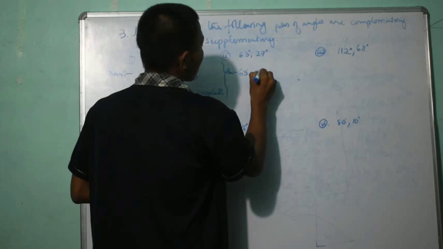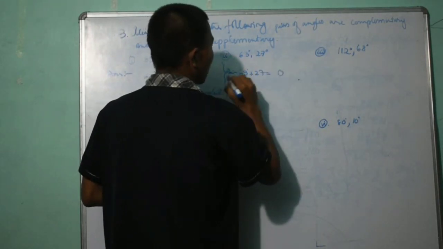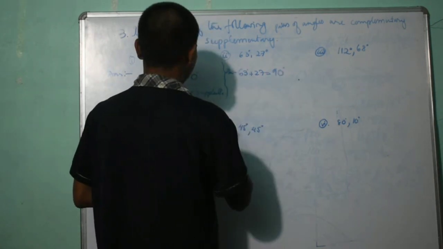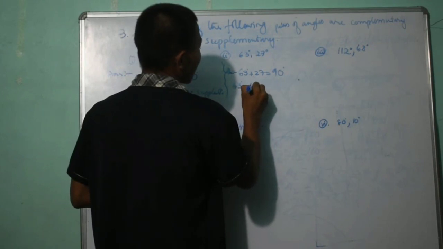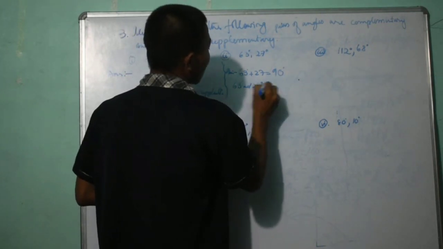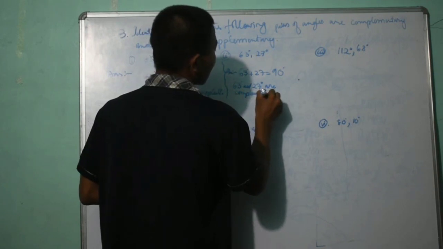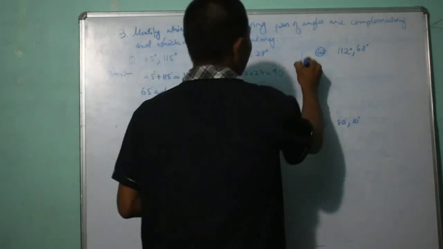For number 2, let us add again. 63 degree plus 27 will give 7 plus 3, 10, 0, 1 and 6 plus 2, 8, 9, 90 degree, which is complement. So we will say 63 degree and 27 degree are complementary angles.